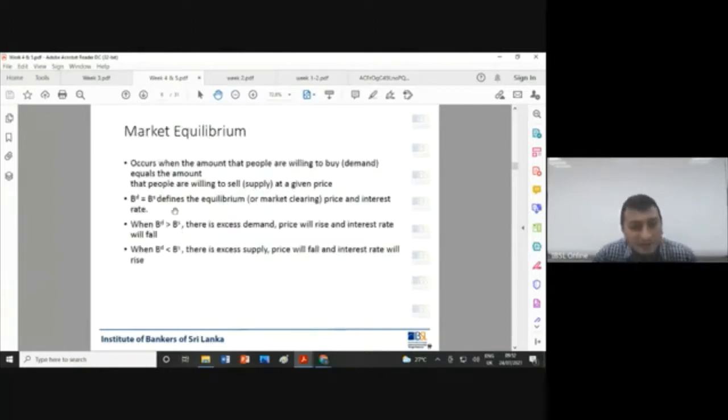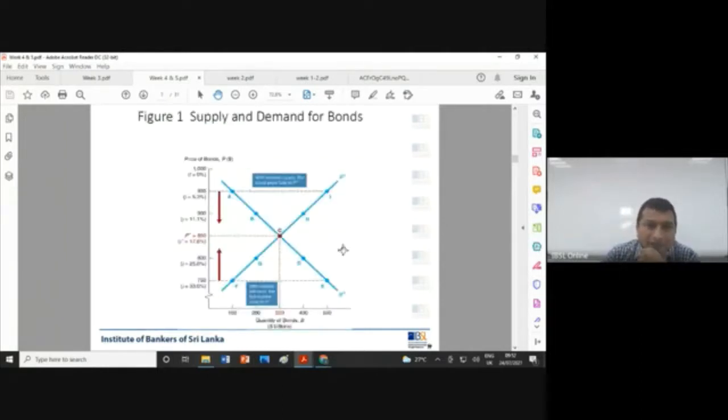When bond demand is greater than bond supply, there is excess demand, price will rise, interest rates will fall. Similarly, when bond demand is less than bond supply, you get excess supply in the market. So price will fall, that is to increase the interest rates, to motivate demanders to demand more. That's what you are seeing here in this section.